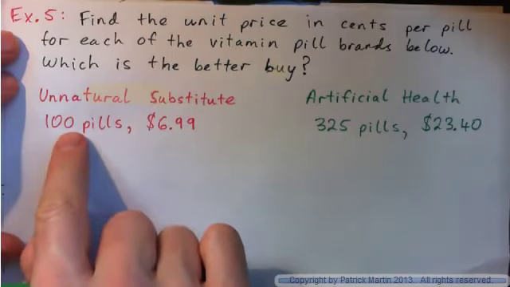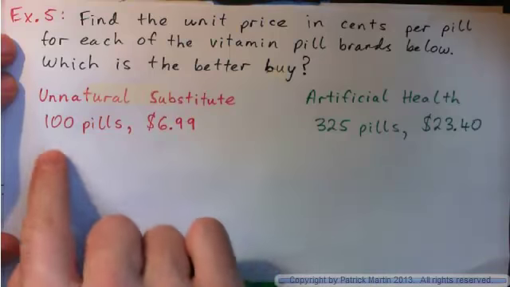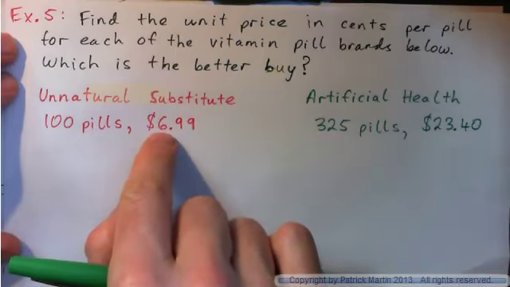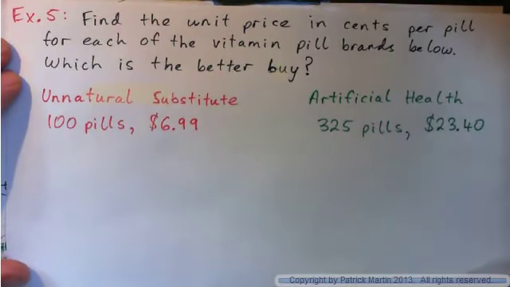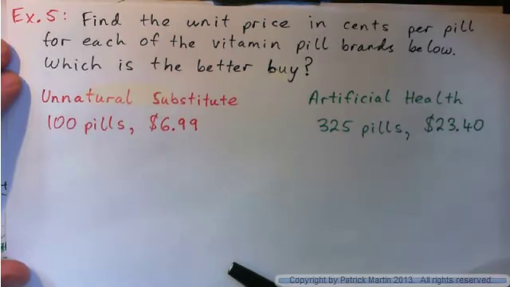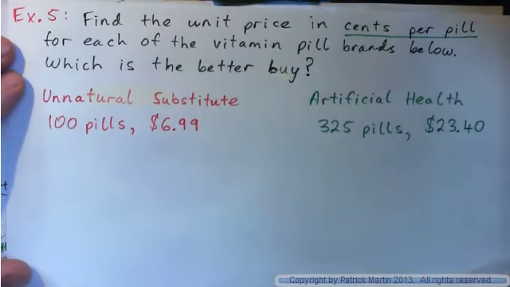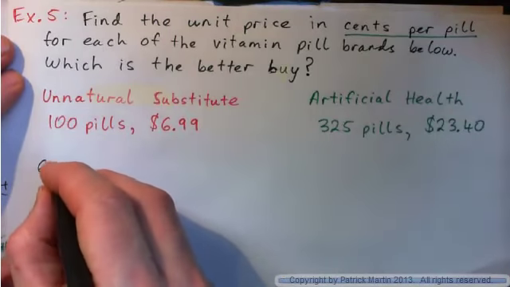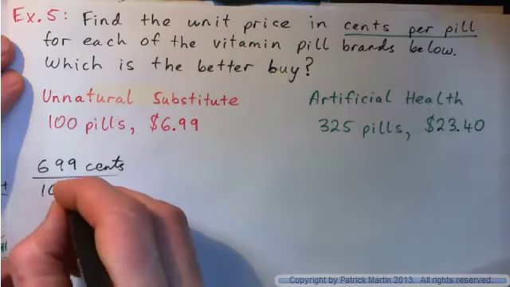So let's look at the Unnatural Substitute one, 100 pills for $6.99. What do we have to figure out here? Maybe the cost per pill, or the unit price. Oh well, it tells us right there: unit price in cents per pill, obviously. So we'll get the cents, 699 cents per 100 pills, right?